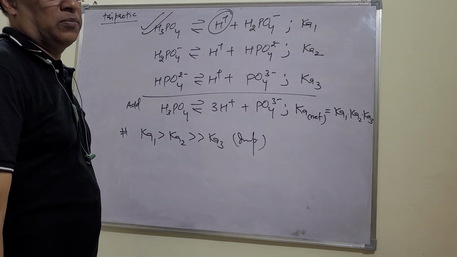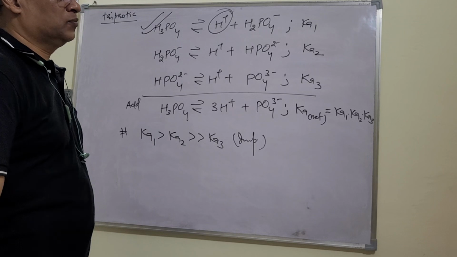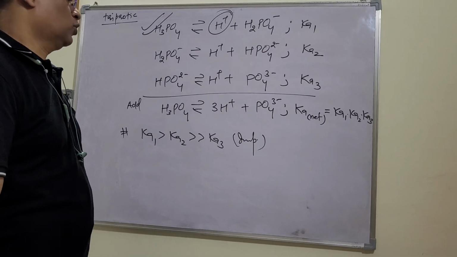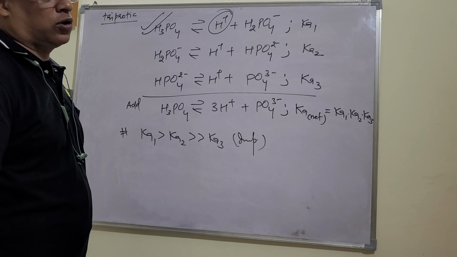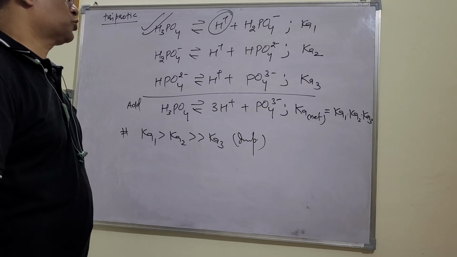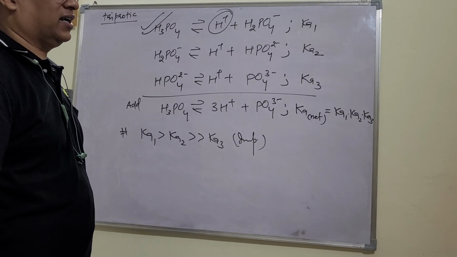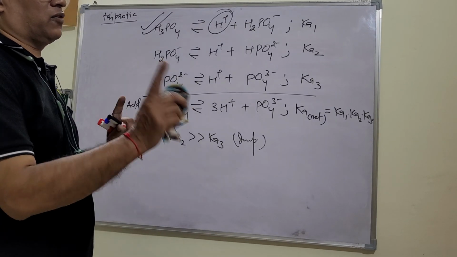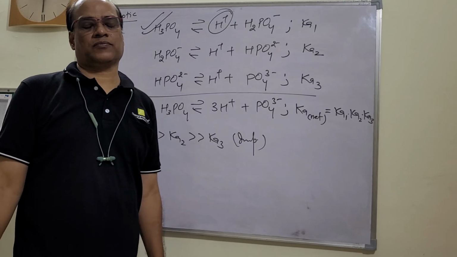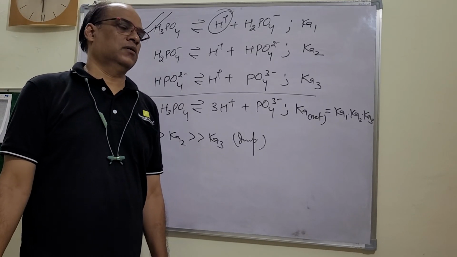Weak base liberating 2 OH ion and weak base liberating 3 OH ion, or capturing 2 proton or capturing 3 proton. Got it? Base has to either liberate OH ion or it can capture the proton. So basically we are following both the concept, Arrhenius concept as well as Lewis.